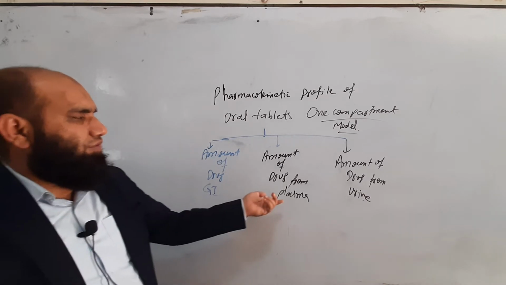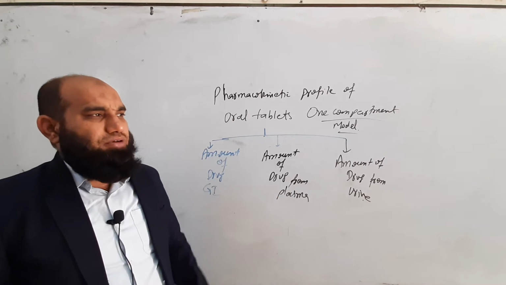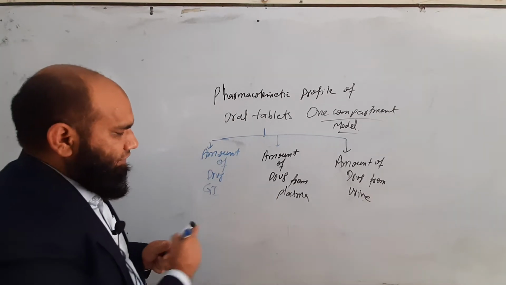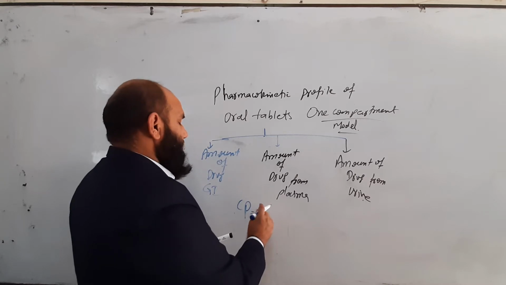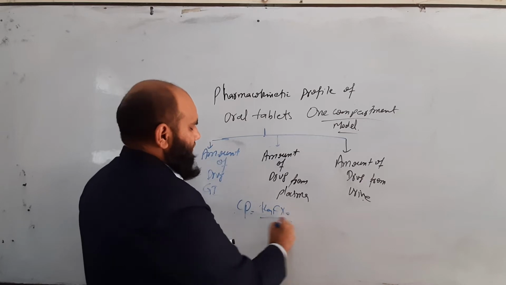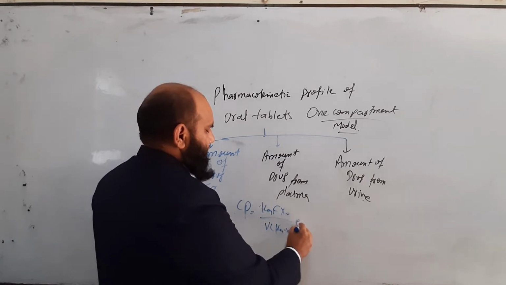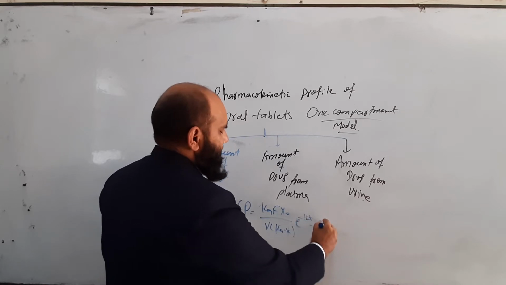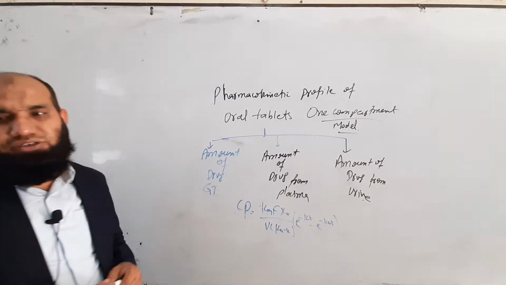But when we are discussing the amount of drug present in plasma, we have created an equation. That equation was very simple, where Cp is equal to Ka F X naught over V into (Ka minus Ke), times e to the power minus Ke t minus e to the power minus Ka t. That was the formula for plasma concentration.